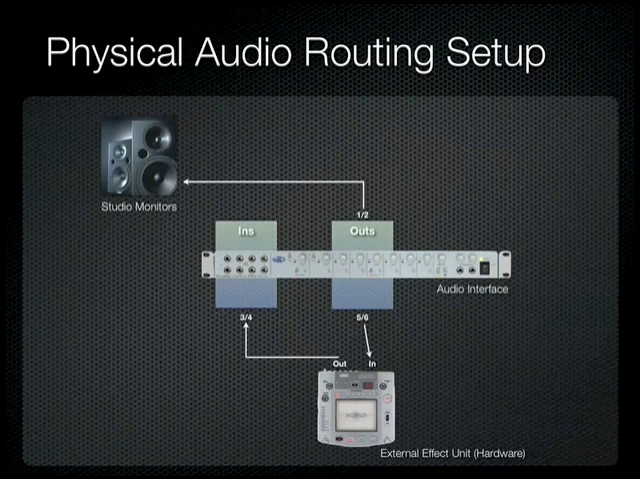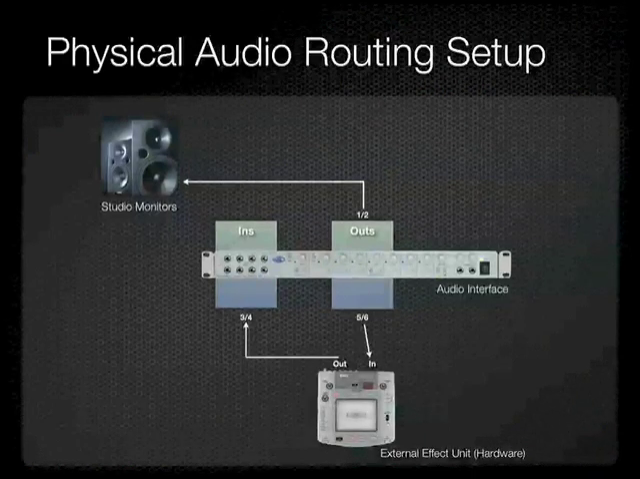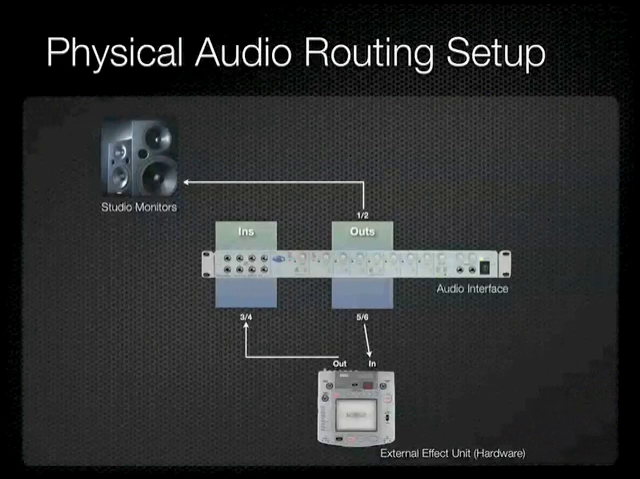This is also why we need to avoid outputs 1 and 2 being part of the effects loop. In order for you to hear the processed signal, it needs to pass through the monitors. If you feed the processed signal back to itself, again, you have a feedback loop. So now let's look at the monitoring situation.